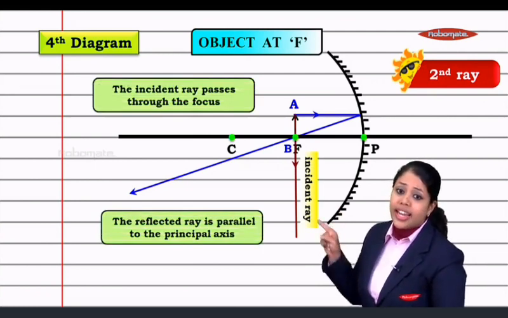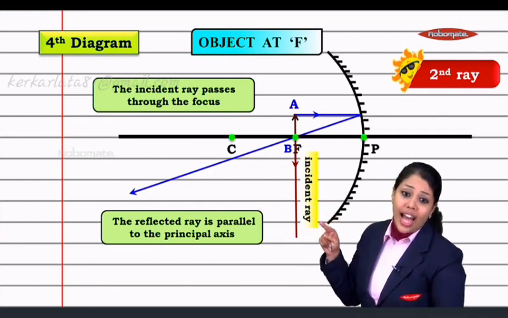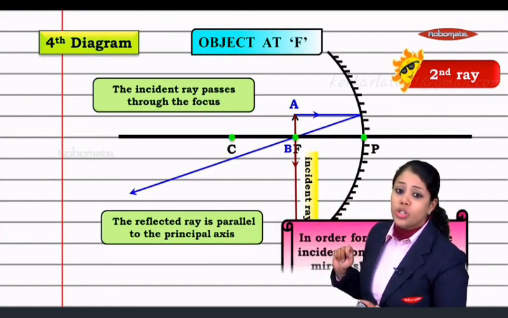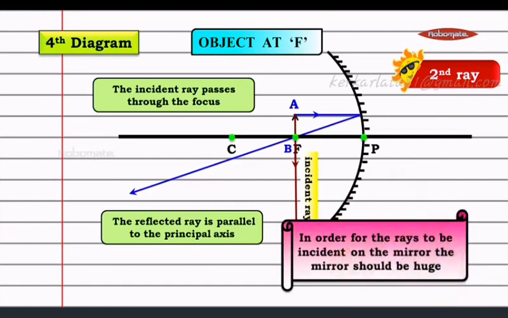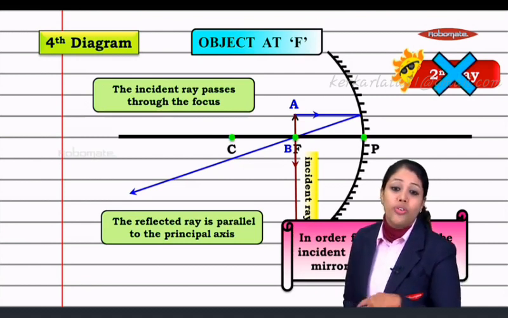Here you can see that the incident ray is not meeting the mirror. For that I should have one mirror which is very, very big. So what we have to do? Let's see. In order for the rays to be incident on the mirror, the mirror should be huge. But this is not possible. So we can't use the third ray. So we go for the next one.